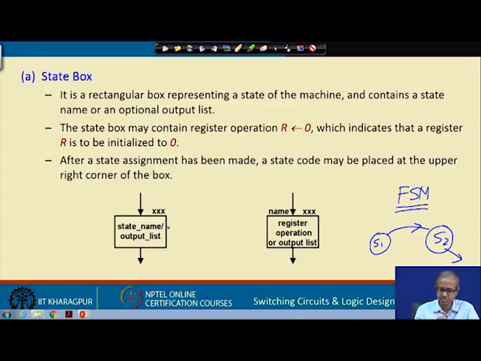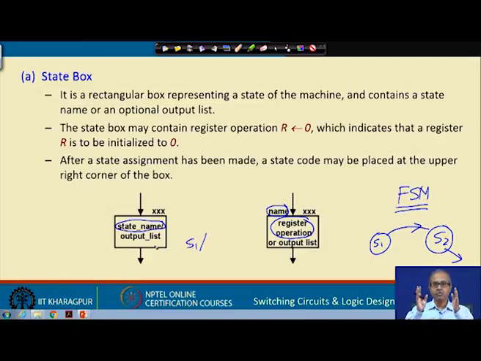Now, in this state box you have a state name. Either you show the state name inside with a slash, like you can write S1 slash, and in the output, optionally you can mention the output list, or the name you can also show outside the box on the left. There are several conventions, you can use any one of them. And inside the state box you can also contain some register operations to initialize the values of registers. Like here you can have some register operations optionally, and each of these state boxes can have some state assignment.